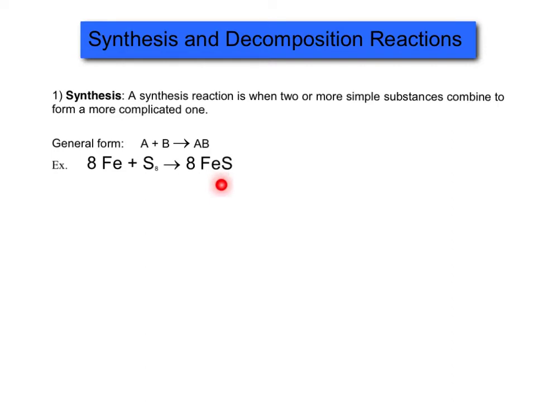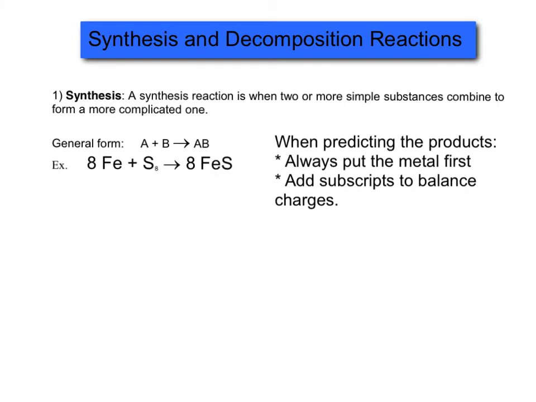In terms of doing the prediction, a couple key rules that we're going to follow is we're always going to put the metal first, and we're going to be adding subscripts to balance off charges. And that's because each time when we do a synthesis reaction for trying to predict them, we're going to stick to only the ones that are going to be making ionic compounds. So they're always going to have a metal and a non-metal. And if you recall from the unit that we did on naming compounds, when you have an ionic compound, the metal is always first. So let's try an example.